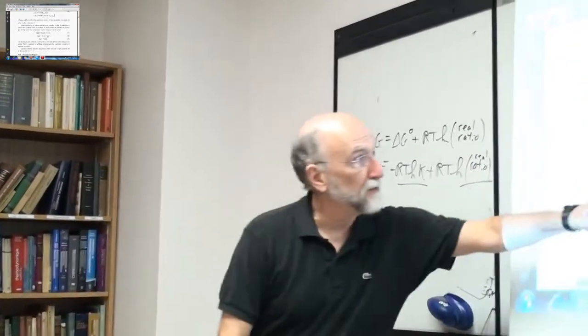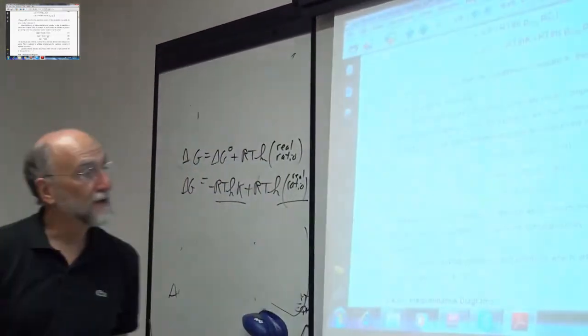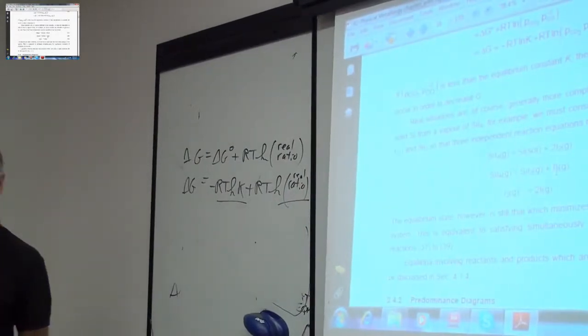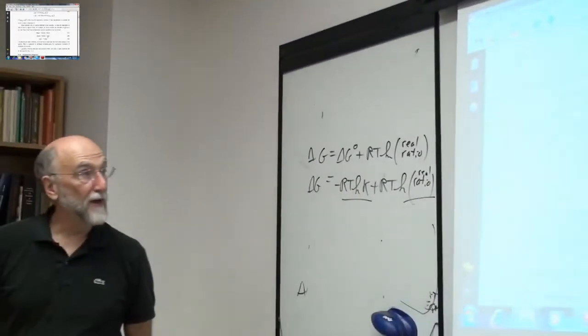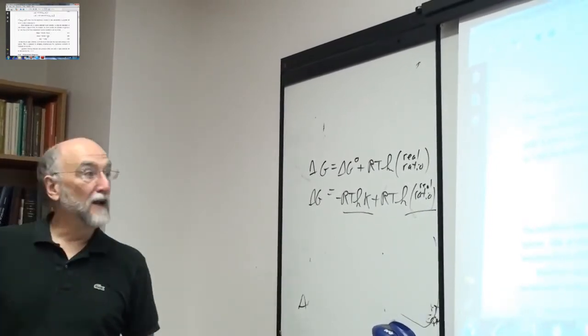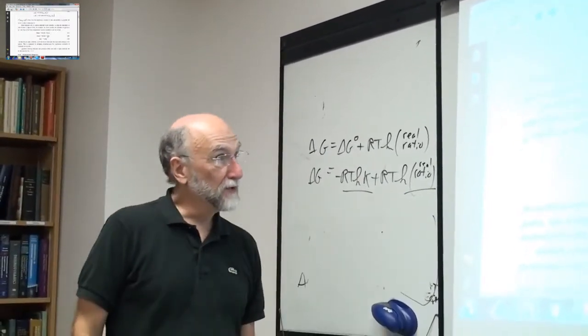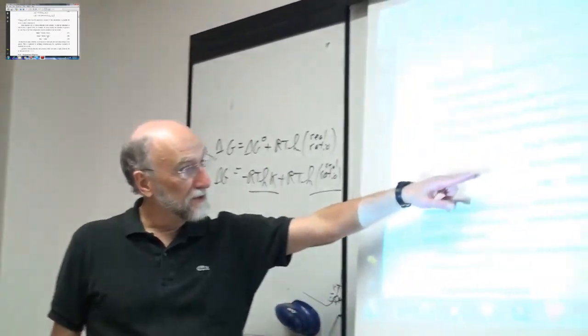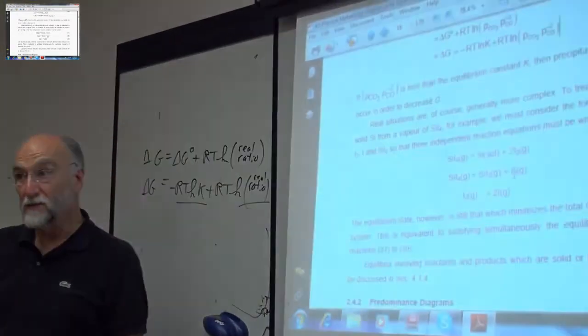When you find a set of partial pressures for all the gases that satisfy all three equilibrium constants under the mass balance constraints, then the system's at equilibrium. Another way of doing it, now that we have computers, is to simply minimize the total Gibbs energy of the system.